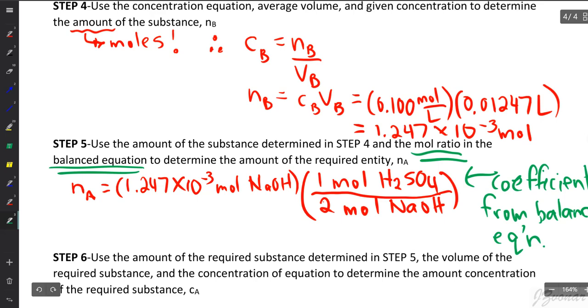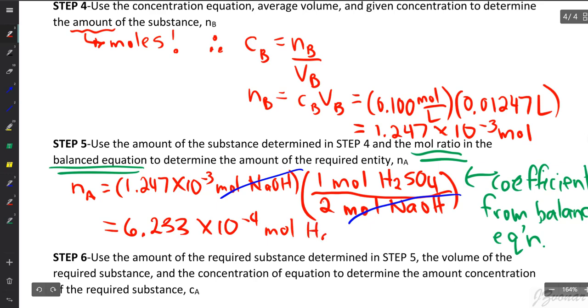Okay, that's from the balanced equation. And so when I work this out, we see here, my moles of NaOH cancel with moles of NaOH. So I'm going to take this 1.247 times 10 to the negative, divide it by 2, and it's going to give me an answer of 6.233 times 10 to the negative 4 moles of H2SO4. So now I know my moles of H2SO4.